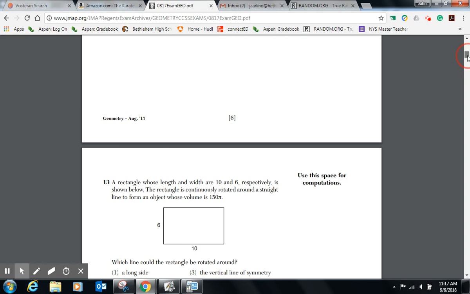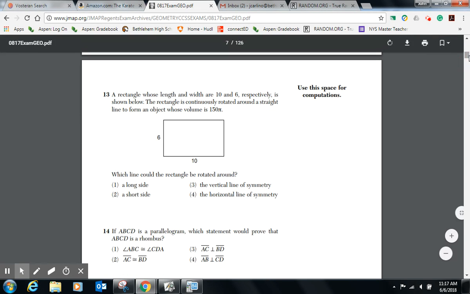Okay, what are we looking at for the multiple choice here? Rotate it around, yep. A rectangle whose length and width is shown below. The rectangle is continuously rotated around a straight line to form an object whose volume is 150 pi. Which line could this rectangle be rotated around? The long side, the short side, the vertical line of symmetry, the horizontal line of symmetry.